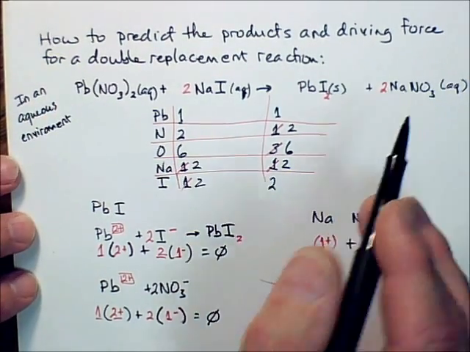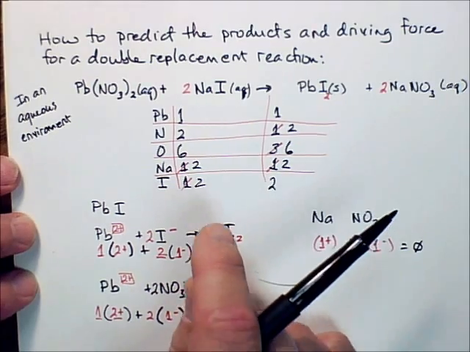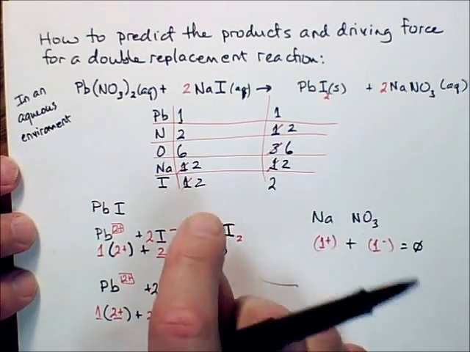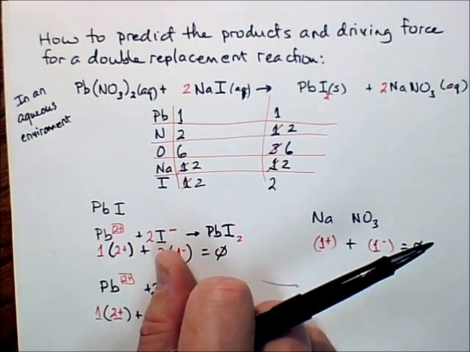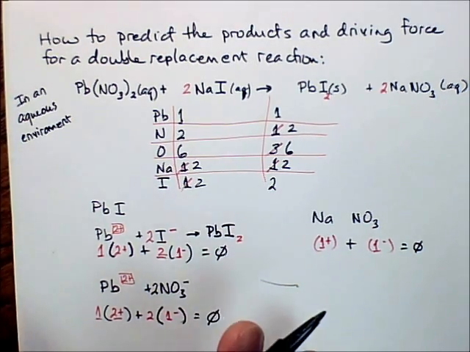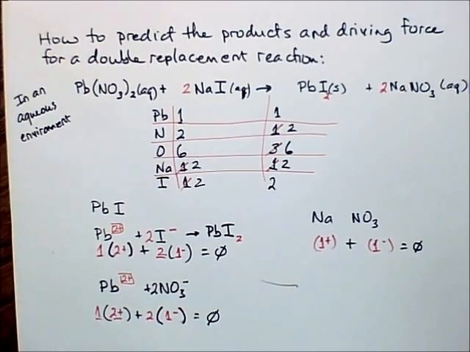Figure out the products. Figure out if you have a driving force. Driving force in an aqueous environment is the formation of a solid or the formation of water. There's also the driving force, the formation of a gas. We won't be using any of those in this class. So that's our example number 1 for figuring out what the driving force is and whether you have a reaction, and then, of course, reviewing balancing equations.